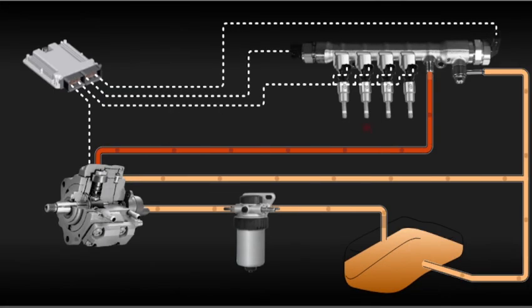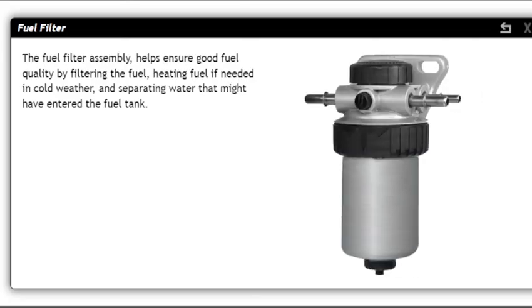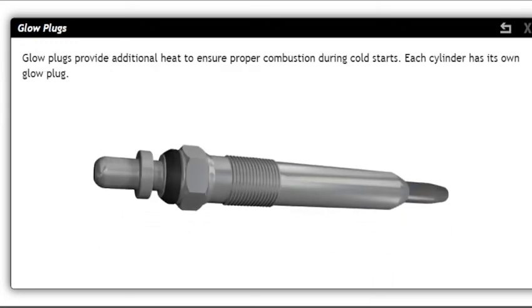While diesel engines don't have an ignition system, they do include equipment that's not found on conventional gasoline engines. The fuel filter assembly helps ensure good fuel quality by filtering the fuel, heating fuel if needed in cold weather, and separating water that might have entered the fuel tank. Glow plugs provide additional heat to ensure proper combustion during cold starts. Each cylinder has its own glow plug.